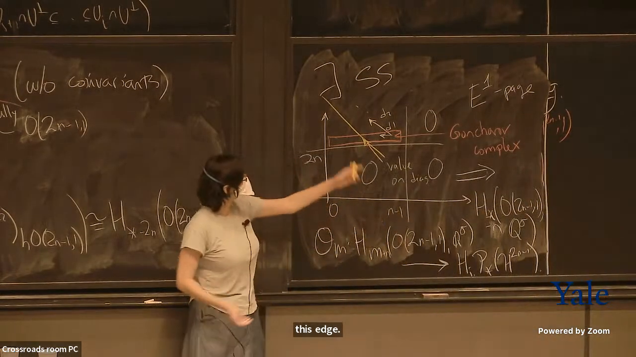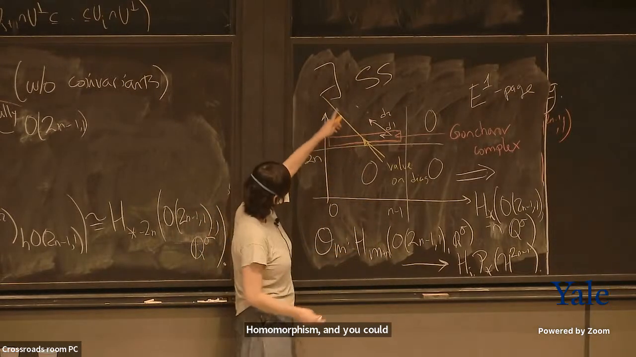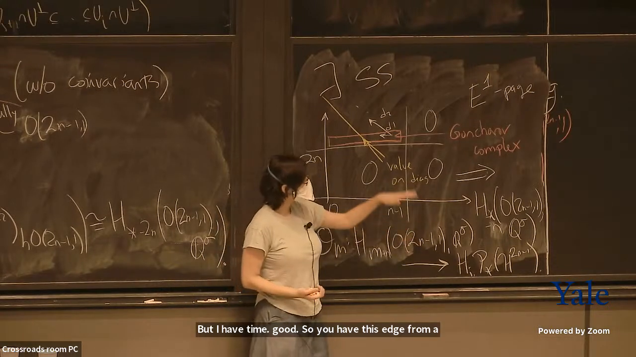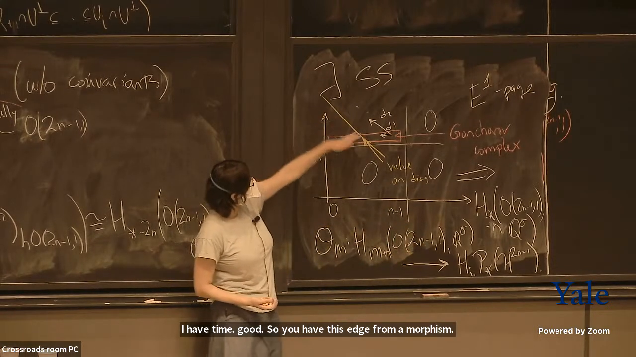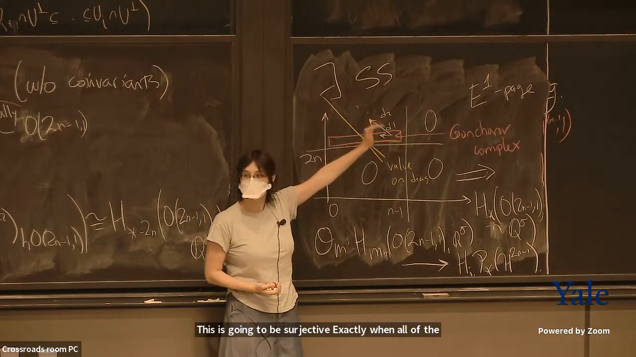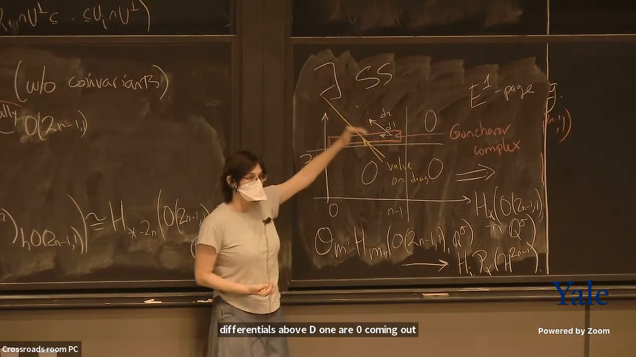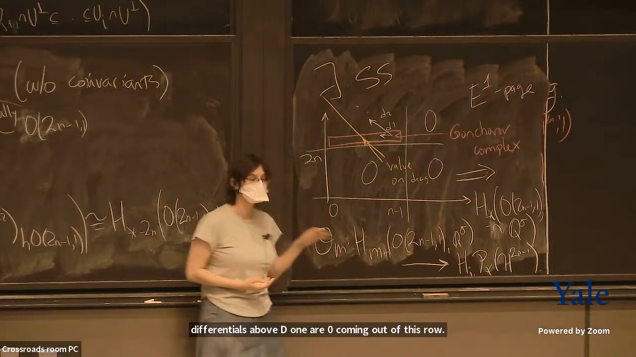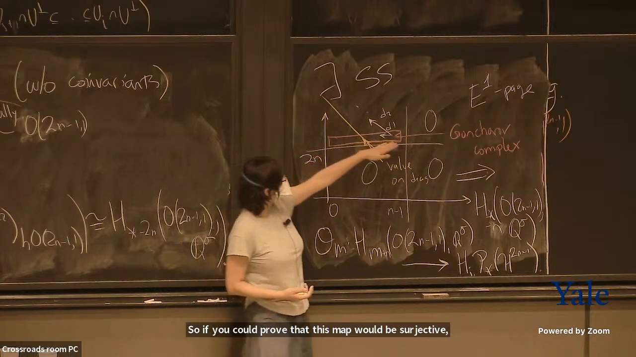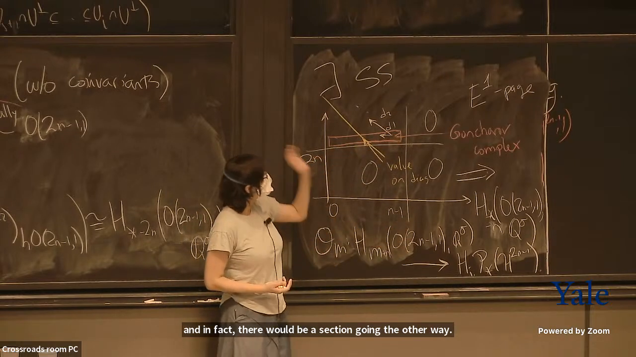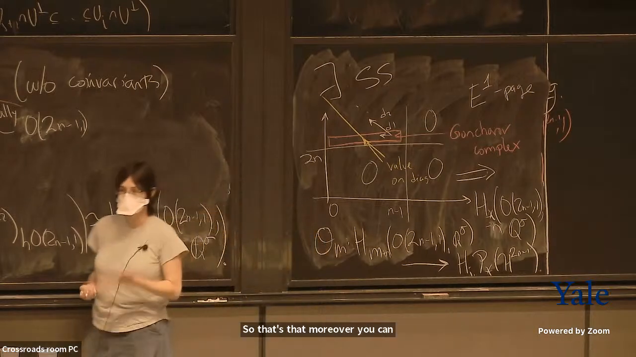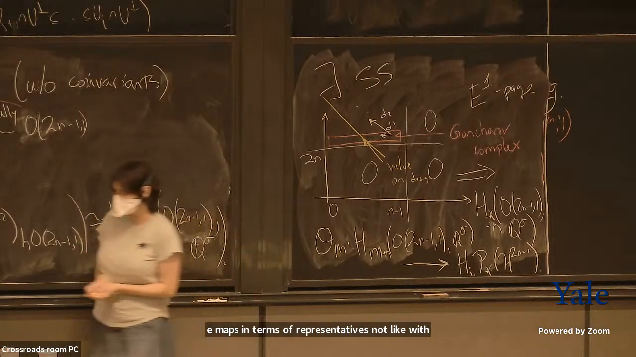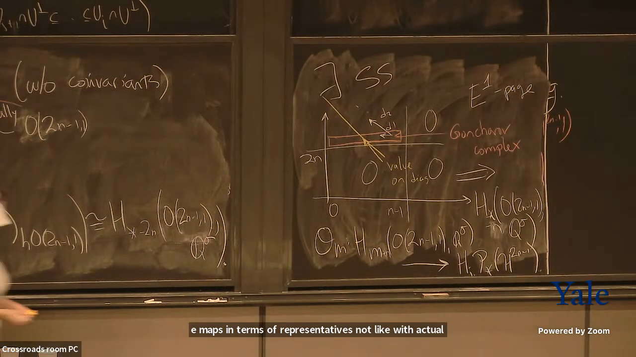And you can say some more things. Oh, good. I have time. So you have this edge homomorphism. This is going to be surjective exactly when all of the differentials above D1 are 0 coming out of this row. So if you could prove that, this map would be surjective. And in fact, there would be a section going the other way. So that's that. Moreover, you can actually compute these maps in terms of representatives, not like with actual real computations of the kind that folks have been giving, but more than nothing.